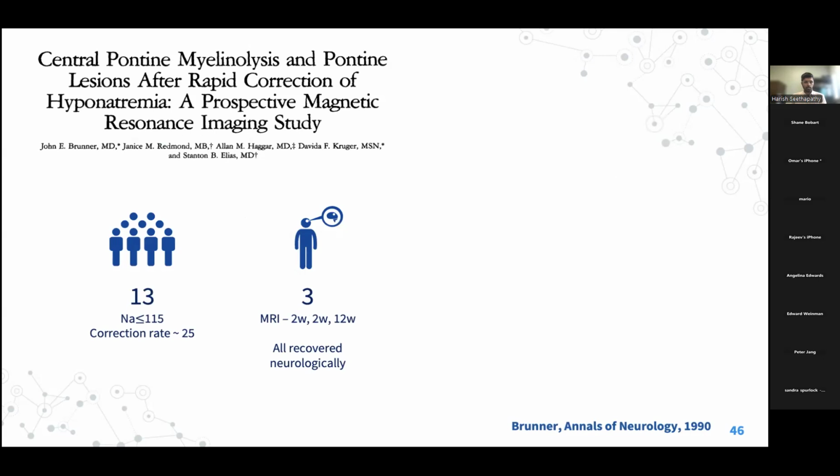I do want to point out the one other prospective study done at this time that is often forgotten, by Brunner, where they took patients with sodium of less than 115. There were only 13 patients, and they did serial MRIs at 4 to 8 weeks and then 12 weeks, to see if patients had any neurological issues. They found 3 patients with radiologically confirmed CPM. All recovered neurologically, but with very high correction rates, 25 in this study, the rate of CPM was higher.